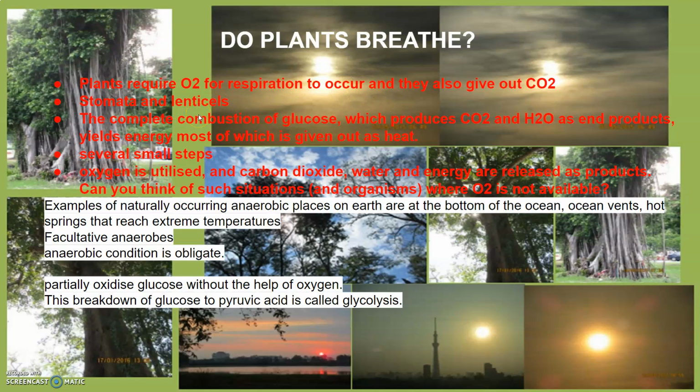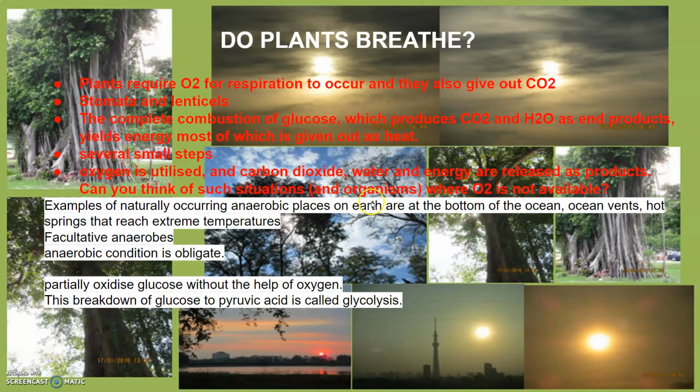The process of respiration requires oxygen, and plants take in oxygen through stomata, lenticels, and through root hairs. The complete combustion of glucose produces carbon dioxide and water as the end products, and most of this energy is given out in the form of heat, in several small steps. Oxygen is utilized, and carbon dioxide, water, and energy are released as products of respiration.